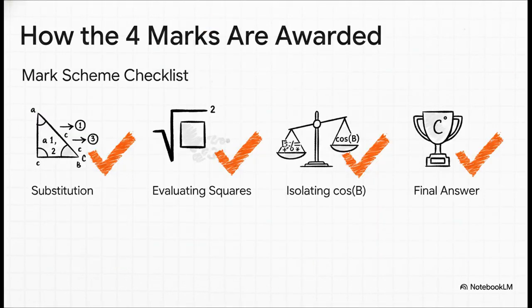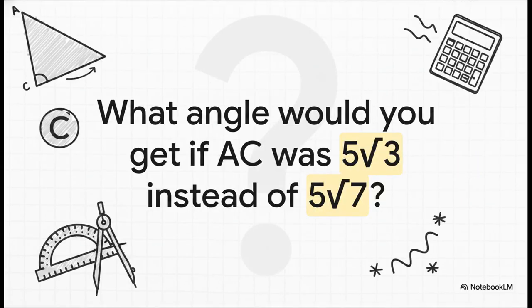So let's just do a quick rundown of how we got all 4 marks. We got 1 for substituting correctly, we got another for squaring that surd properly, we got a third one for showing the full method to rearrange the equation, and finally, that accuracy mark for getting 120. See? Step by step, it's totally achievable. And that's it. That's how you break down a tough non-calculator cosine rule question and walk away with all the marks. But hey, before you go, here's a little something to chew on. What if that side AC was 5√3 instead of 5√7? Use the exact same method and see what answer you come up with. Give it a shot.